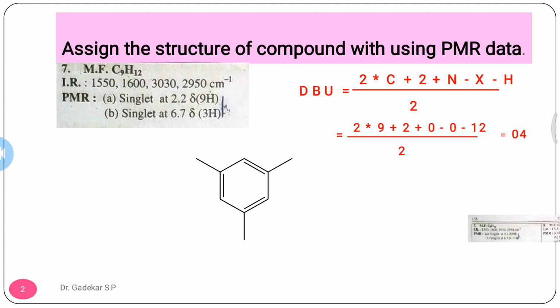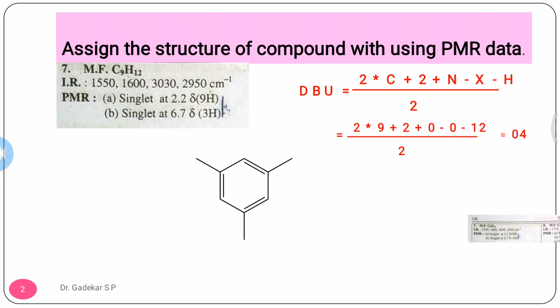Then the second signal, a singlet at 6.7 delta for 3 hydrogens. A 3-hydrogen singlet means again that these 3 hydrogens have no neighboring protons. So there are only two signals, which means two types of protons are present in the compound, and they are not chemically equivalent.